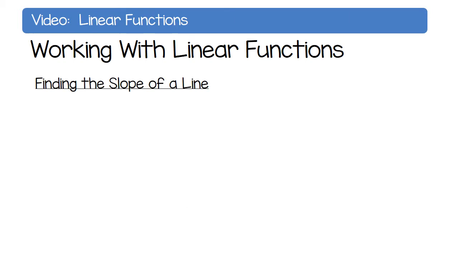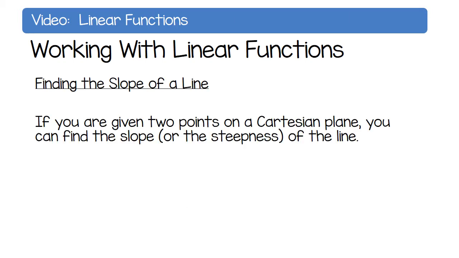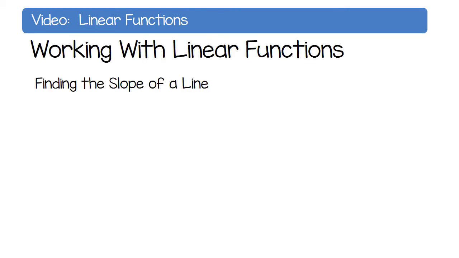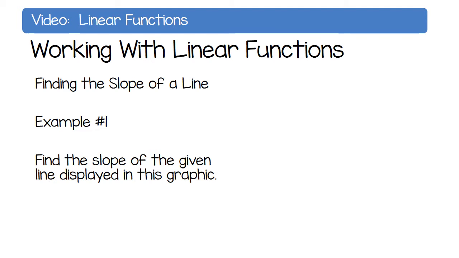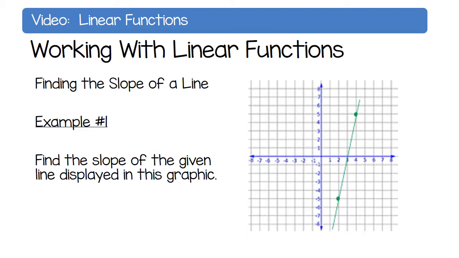Finding the slope of a line. If you are given 2 points on a Cartesian plane, you can find the slope, or the steepness, of the line. Here is an example. Finding the slope of a line. Example number 1. Find the slope of the line given in this illustration or graphic.